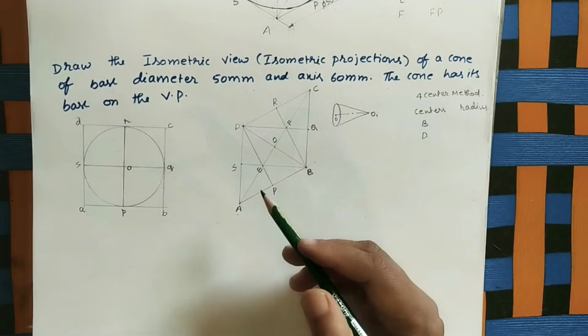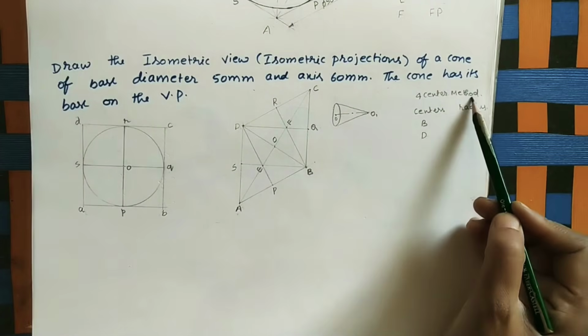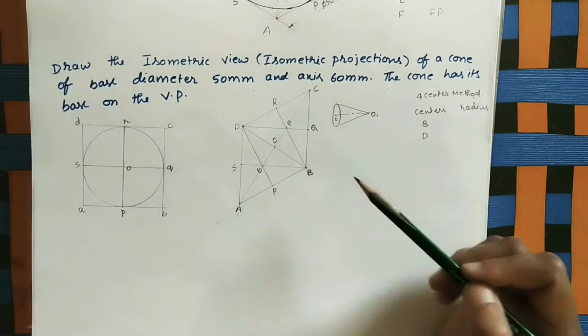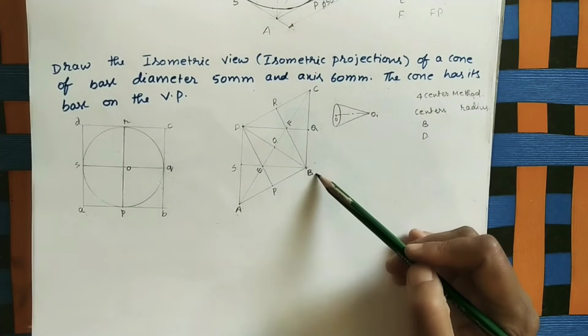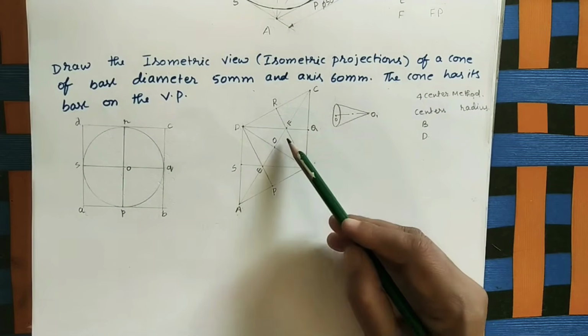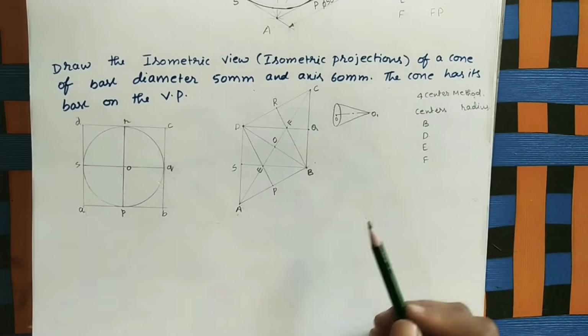Okay, after that we have to do the ellipse in this box. For doing this ellipse we are using the 4 center method. In it we have to take the 4 centers for doing the entire ellipse. What are the 4 centers? As I told, the less length of the diagonal ends B and D are the 2 centers, and the next centers are E and F. Okay, these are the 4 centers.